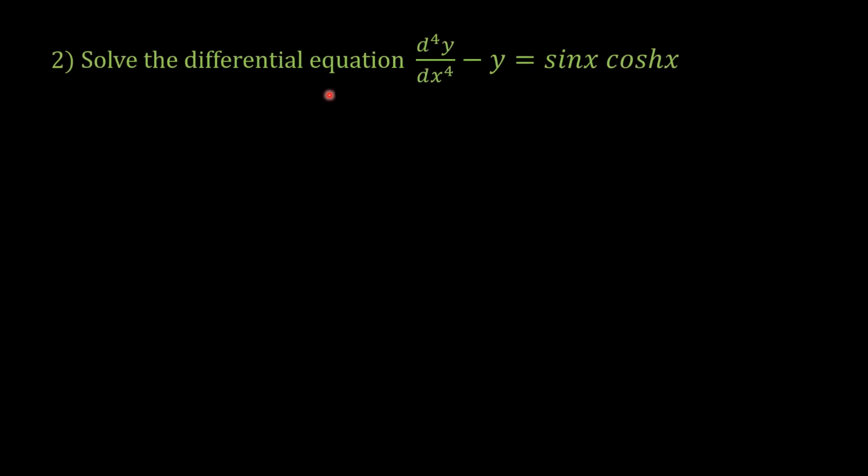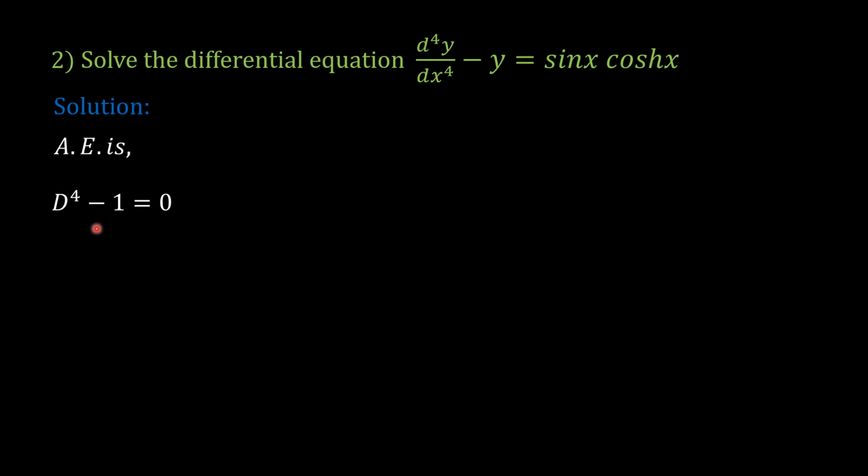Solve the differential equation d raised to 4 y upon dx raised to 4 minus y is equal to sin x into cos h of x, hyperbolic function. Solution. The auxiliary equation is D raised to 4 minus 1 equal to 0.